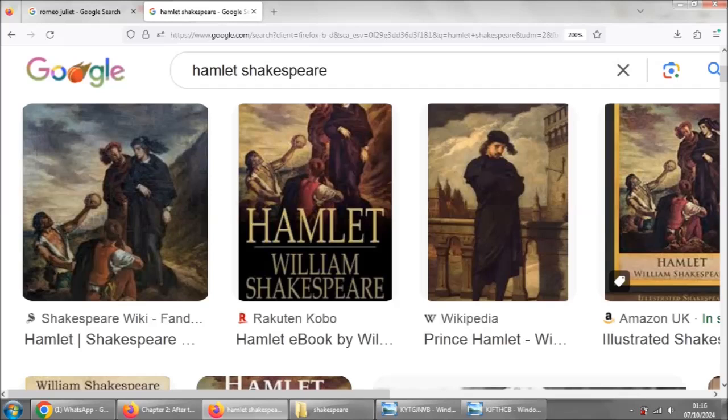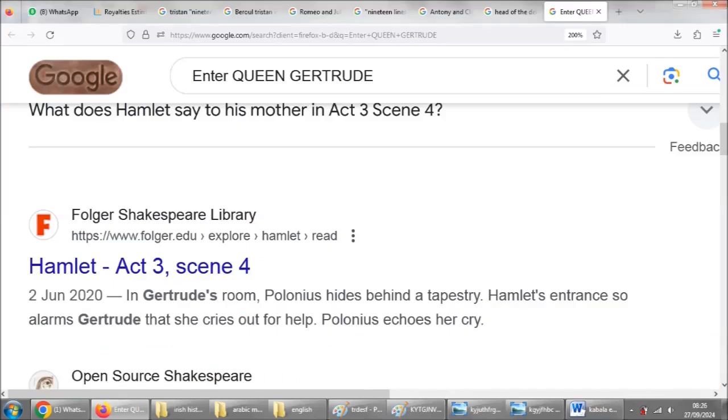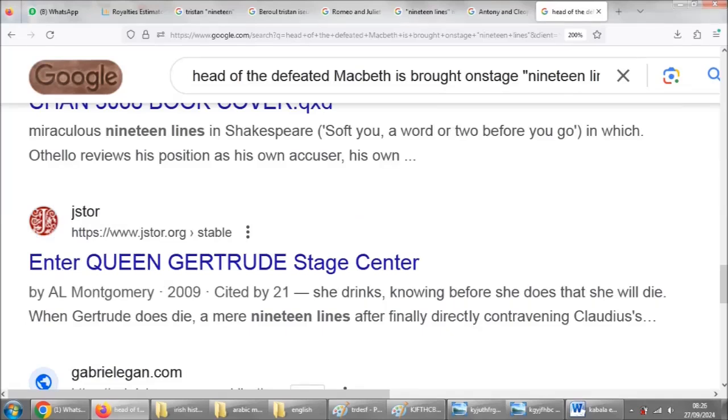Now you could read this, in Gertrude's room. Gertrude is a character. You can read this: she drinks, knowing before she does that she will die. Gertrude does die a mere 19 lines after finally directly contravening Claudius's. So there is something strange here. This is the main thing in the actual book: she dies exactly 19 lines after going against Claudius's.